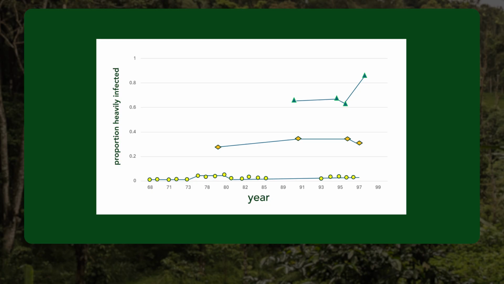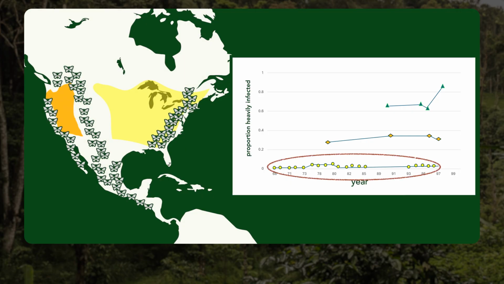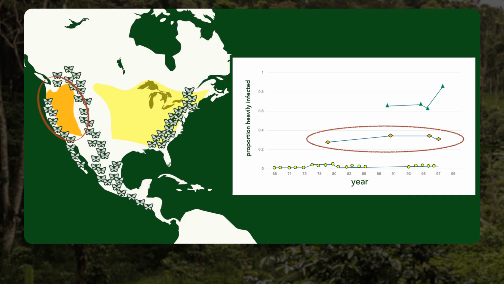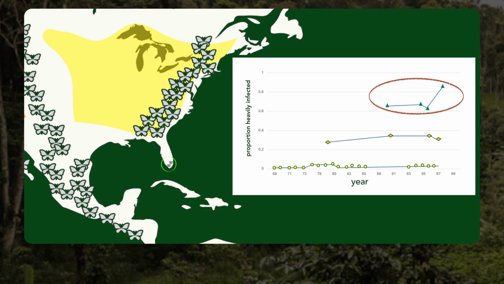Here on the x-axis, we have the year between 1968 and 1997, a nice long time series of infection by this protozoan parasite. On the y-axis, we have the proportion of monarch individuals who are heavily infected with Ophryocystis elektroscirrha, our protozoan parasite. Here are our long-distance migrators who are east of the Rocky Mountains, and you can see that their infection prevalence is pretty low, around 0 for most years. Here are the short-distance migrators west of the Rockies, and they have about a 30% infection prevalence. And then in green are the non-migratory population who have extremely high infection rates.